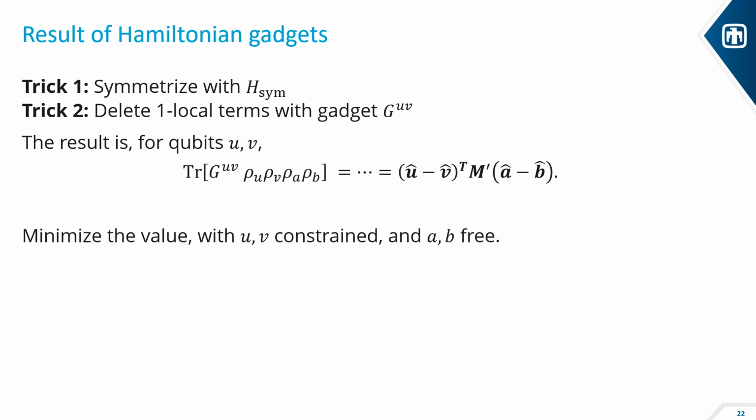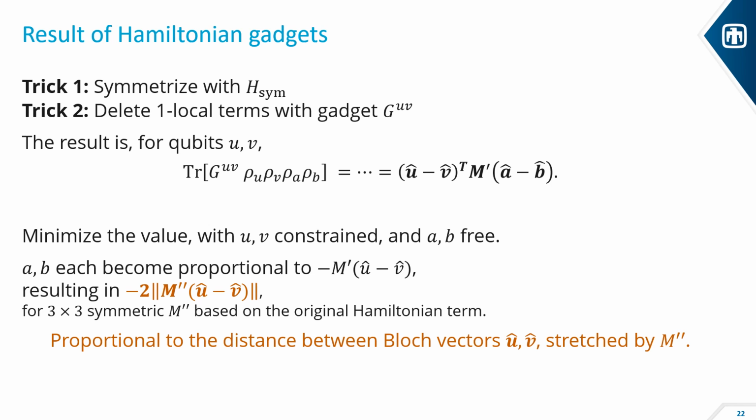Now, again, our intention is to interact qubits U and V. A and B are these ancilla qubits. They're effectively free. And so if we're trying to minimize the energy, they'll just take their optimal value. And so we end up with the minimum value of this expression in terms of U and V being this. It is proportional to the distance between the block vectors U and V, stretched by this transformation matrix M, which depends on the Hamiltonian term.